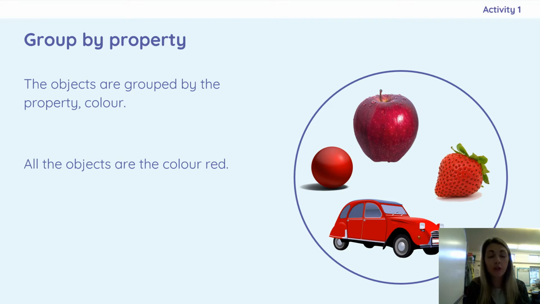If we are grouping by properties, we can find objects that are grouped by the property colour. In this picture, all the objects are the colour red. Fantastic. They're all different types of items. We've got different types of fruit, we've got a car, we've got a ball. They're all very different objects. The one property which is the same is that they are all red.